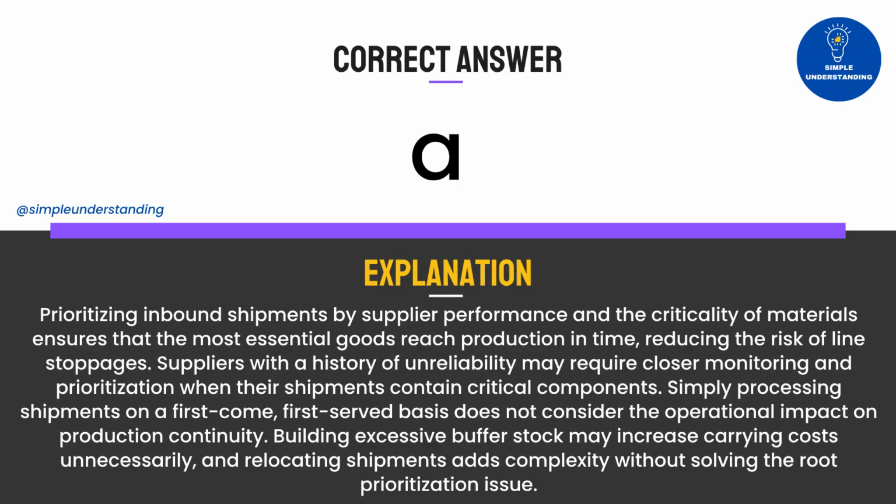Prioritizing inbound shipments by supplier performance and the criticality of materials ensures that the most essential goods reach production in time, reducing the risk of line stoppages. Suppliers with a history of unreliability may require closer monitoring and prioritization when their shipments contain critical components. Simply processing shipments on a first-come, first-served basis does not consider the operational impact on production continuity. Building excessive buffer stock may increase carrying costs unnecessarily, and relocating shipments adds complexity without solving the route prioritization issue.